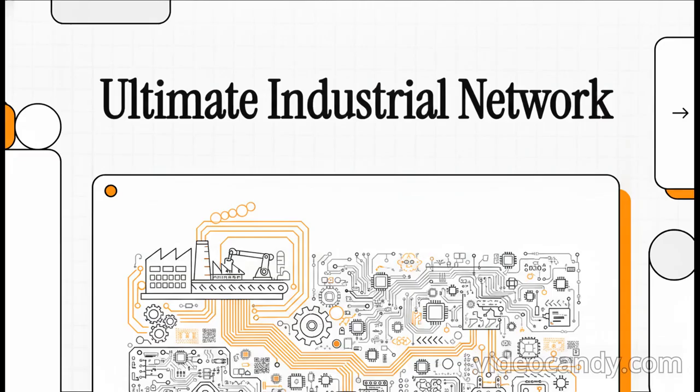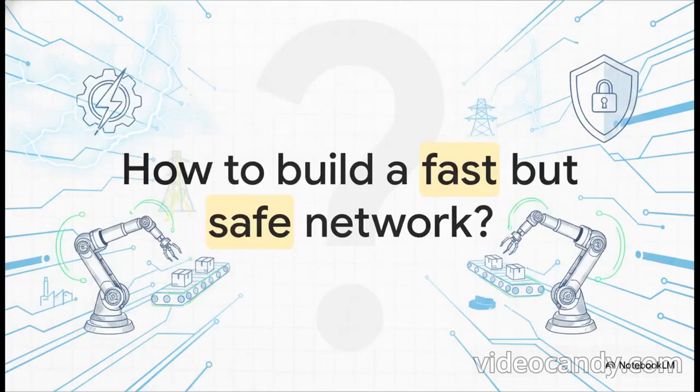If you've ever wondered how modern factories, robotics, and automated power plants actually keep running without just collapsing under their own complexity, well, you are definitely in the right place. So let me throw a really provocative question at you right out of the gate. How exactly do you build a network that is lightning fast, but also universally safe?